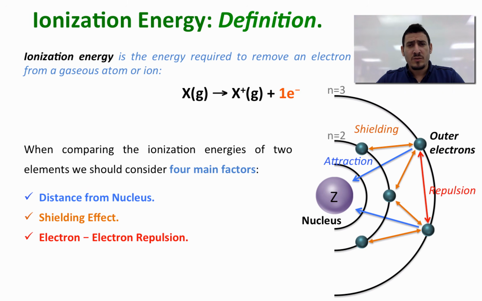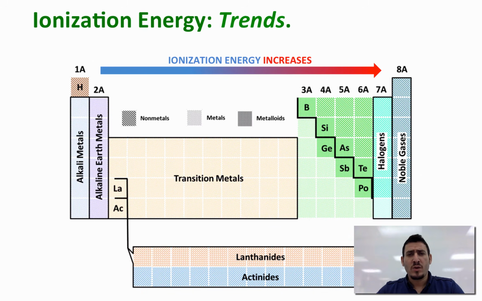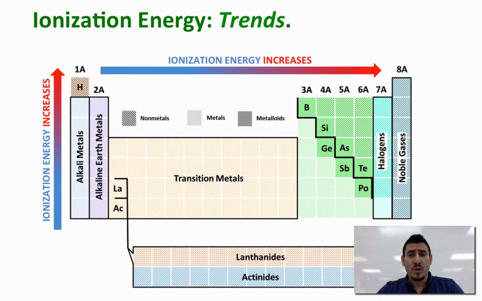The third factor we look at is the electron-electron repulsion, and this results only if the electrons are paired in a single orbital. The last one is the effective nuclear charge, which means how high or how positive the nuclear charge is. This depends on the number of protons in the nucleus. In general, the ionization energy increases when we go across the period from left to right, and also increases when we go up in a group.